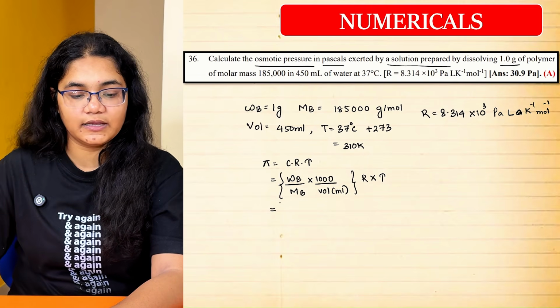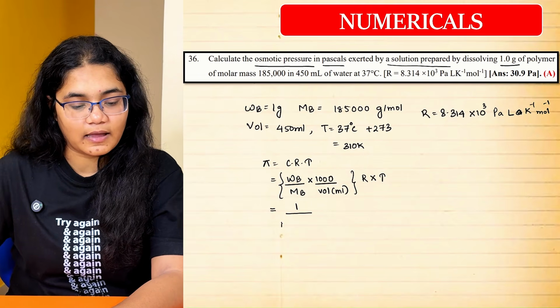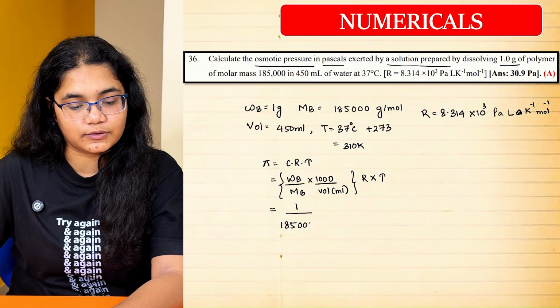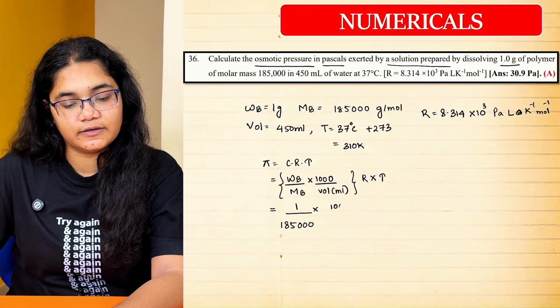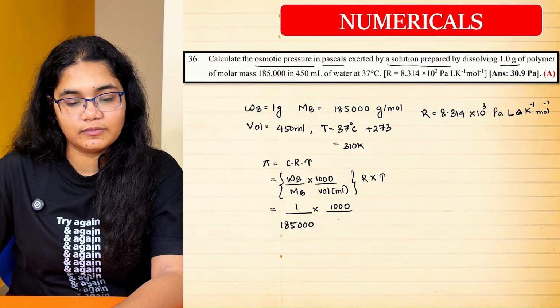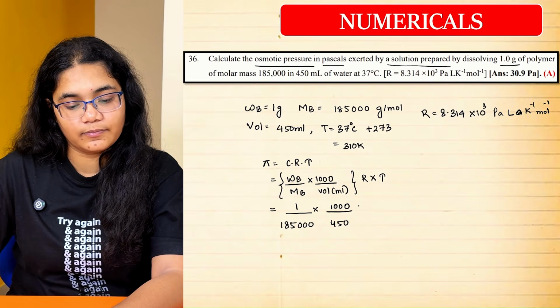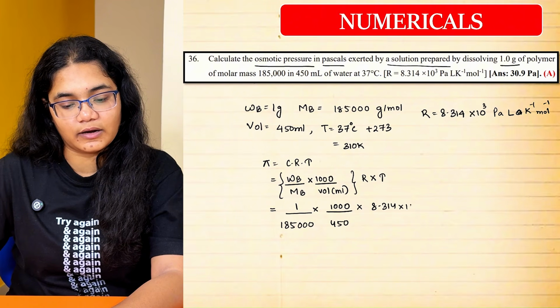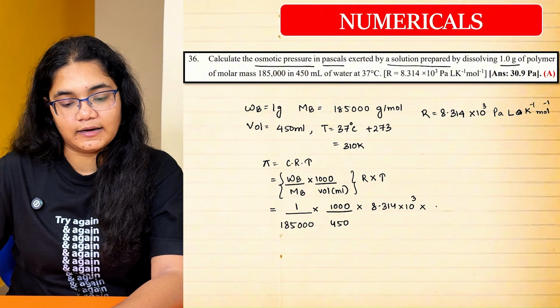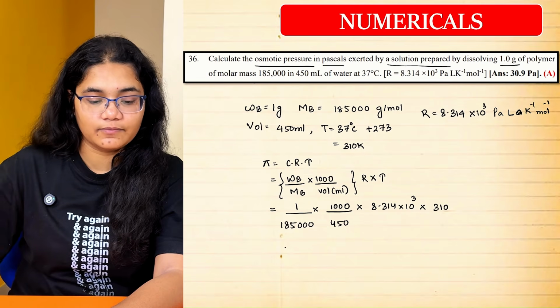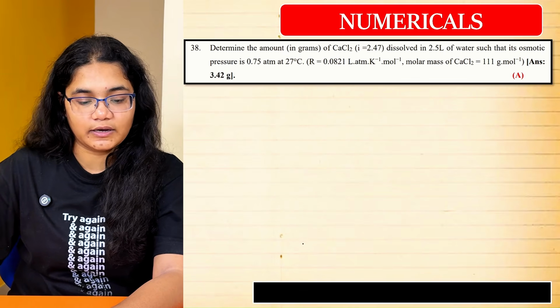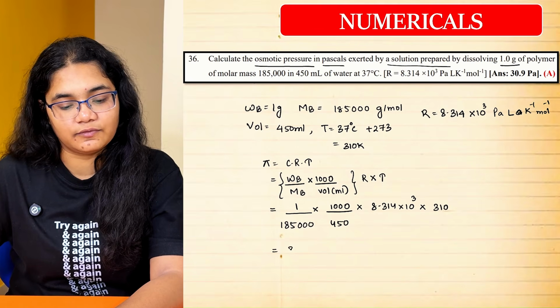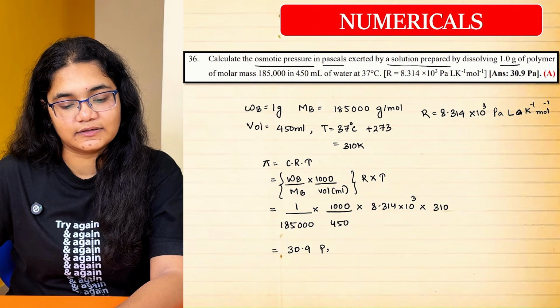So now WB is how much? 1 gram by 185,000 into 1000 by volume, which is 450. R is 8.314 into 10 to the power of 3, and temperature is 310 Kelvin. Now if I solve this, you can calculate that the final pressure you will get is 30.9 Pascal.